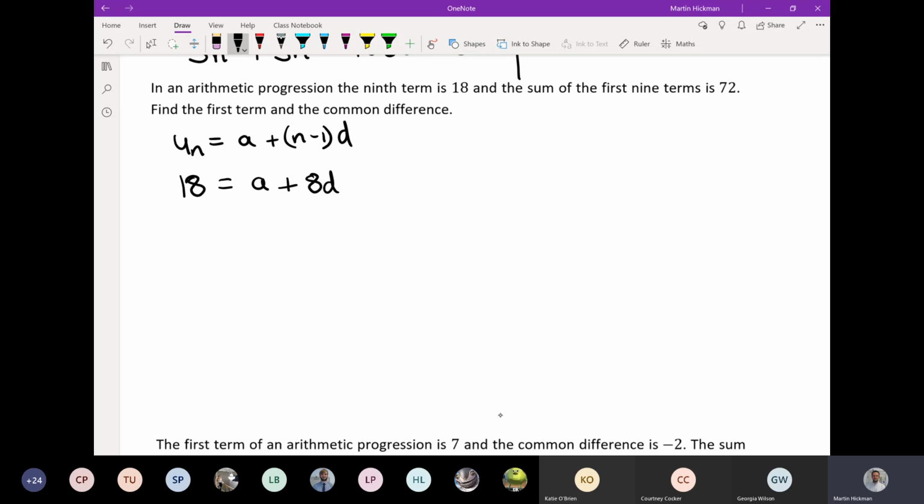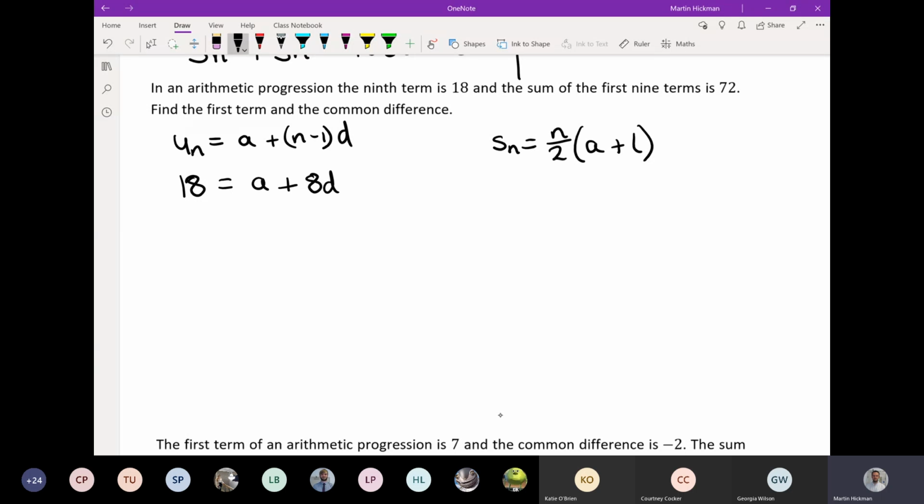Then we're told the sum of the first 9 terms is 72. So we know that Sn equals n over 2. And for this question, we can actually use the other formula, the second version. We can use the other version as well, but it'll probably be easier to use it in this form.